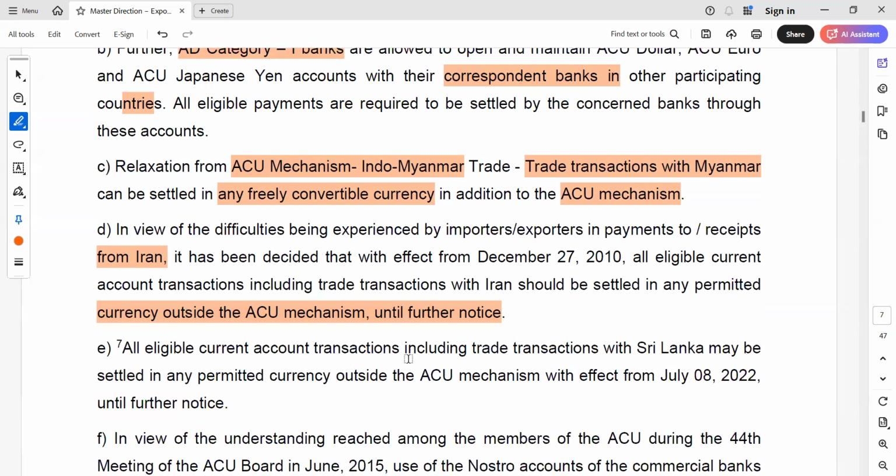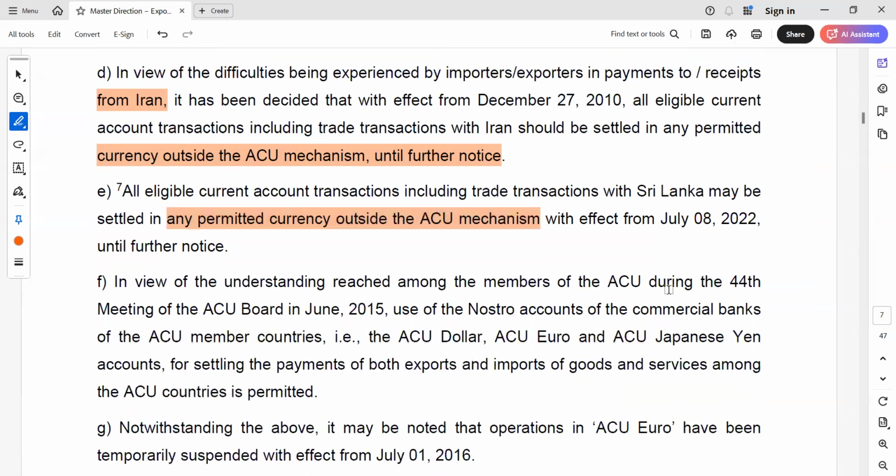All eligible current account transactions, including trade transaction with Sri Lanka, may be settled in any permitted currency outside the mechanism of ACU. In view of understanding reached among the members of the ACU during the 44th meeting, use of Nostro accounts of the commercial banks of ACU members, ACU dollar, ACU euro, Japanese yen, for settling payment of both export and import of goods and services among ACU countries is permitted. So suppose Asian countries between them also, they can do the transaction in these three currencies.